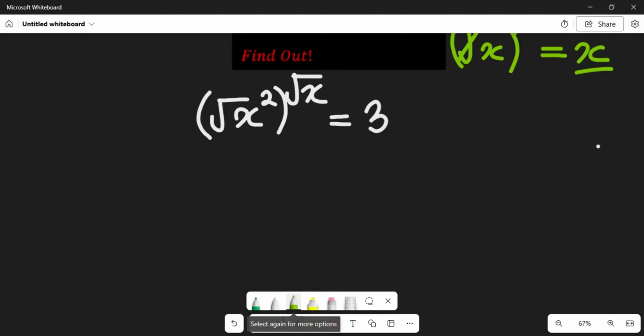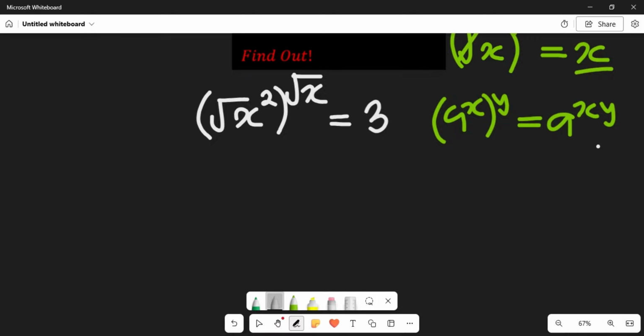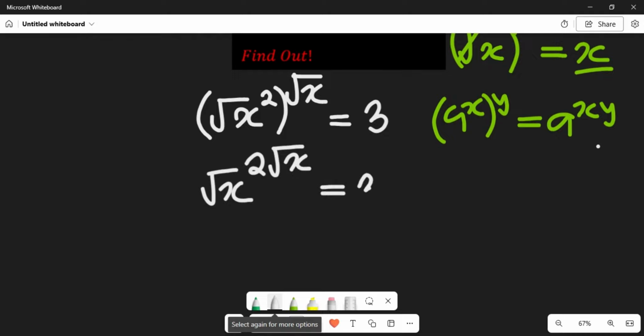Now, to simplify further, I also want you to bear in mind that if I have a to the power of x, all raised to the power of y, according to the law of indices, this can be equal to a to the power of x times y. The exponents will have to multiply. So if I apply that here, this becomes the square root of x multiplying 2 multiplied by the square root of x, and this will be equal to 3.